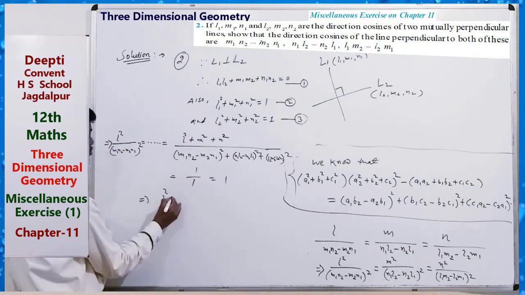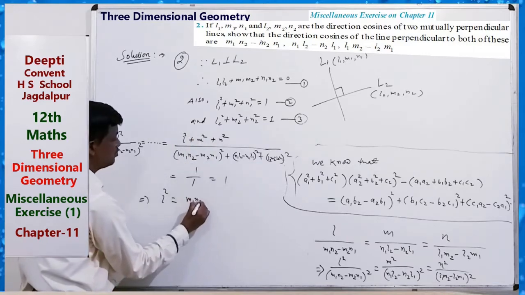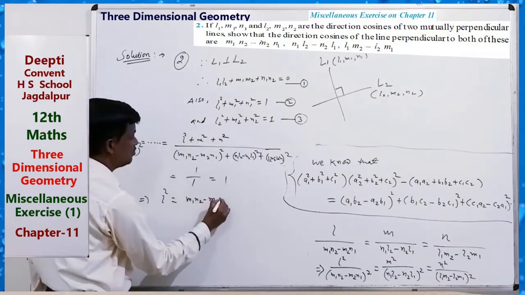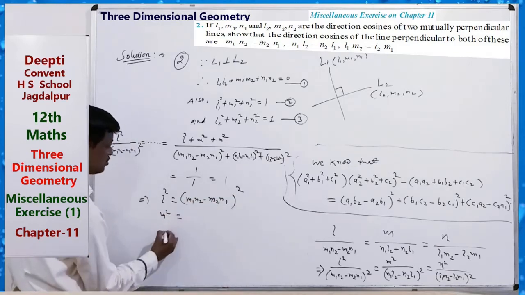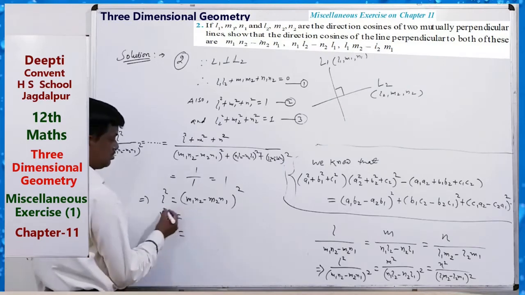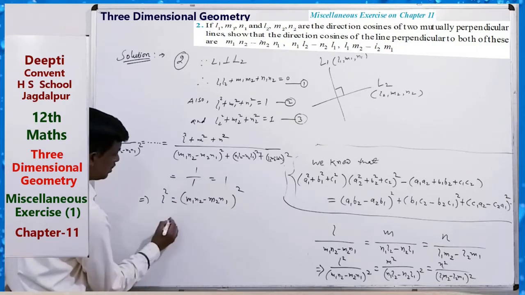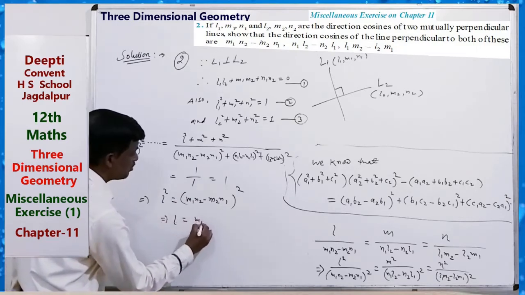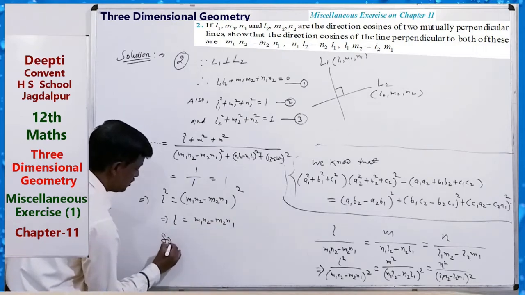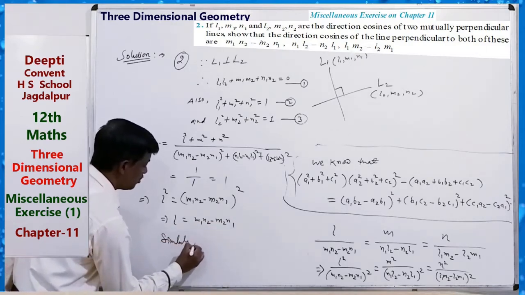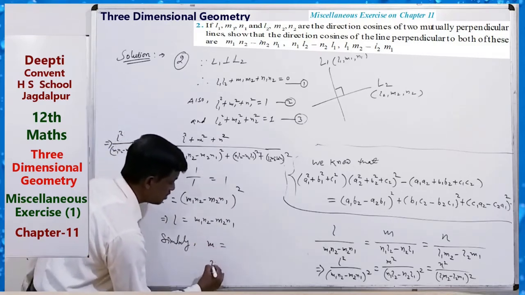So L square equals to what? M1 N2 minus M2 N1 square. Similarly, M square equals N square. So L square equals M square, and we can get L equals M1 N2 minus M2 N1. Similarly, all the ratios are equal to 1. So L equals this, M equals this, N equals this.